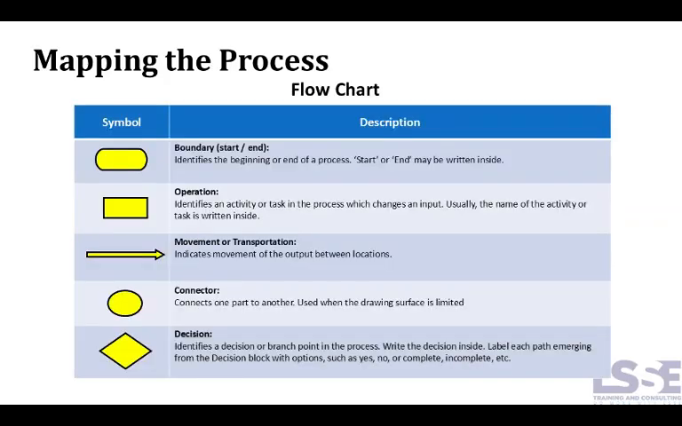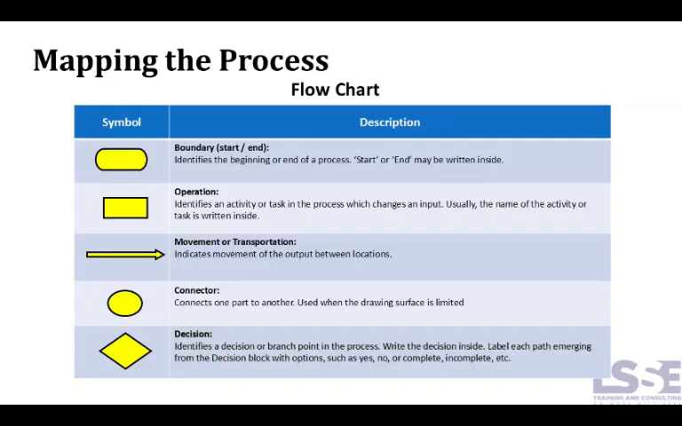Flowchart symbols. The flowchart is the most common type of process map, but to read and build one, you need to know the symbols. There are 5 key ones. Oval or rounded rectangle. This is the boundary. It marks where the process starts and ends. Rectangle. This is the operation. It represents an activity or task, something that changes an input.